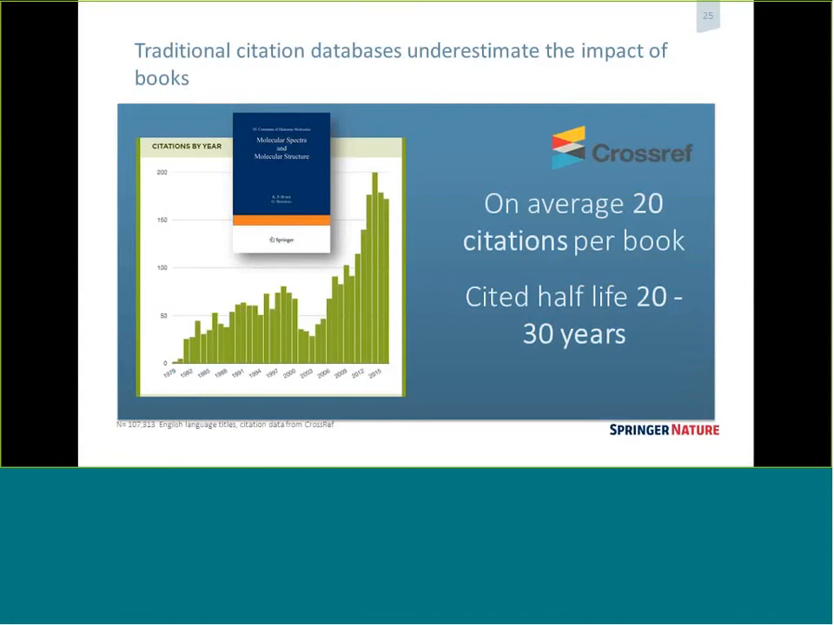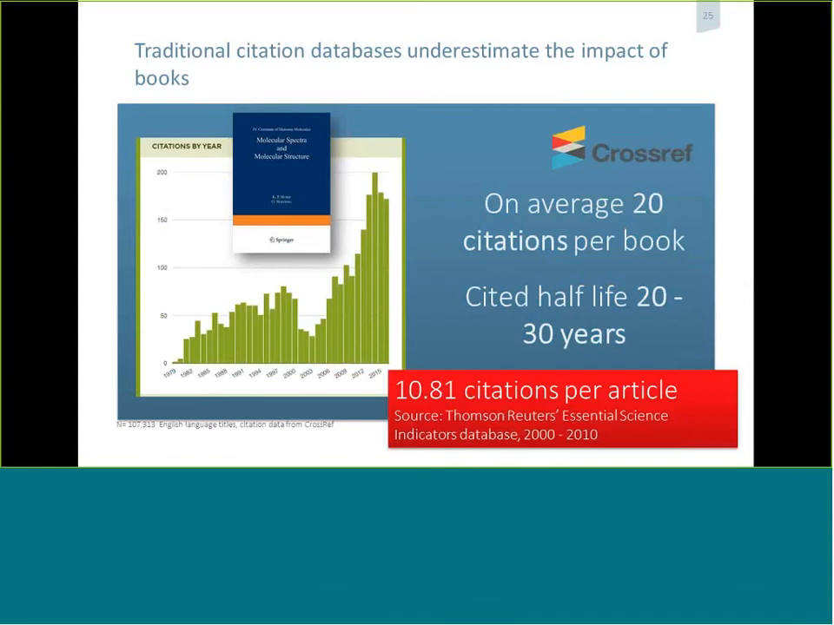And furthermore, we realized that the traditional citation databases underestimate the impact of books. So here we see an example of one of our books. This was published in 1979, and you see the number of citations over the years. And actually, we haven't reached the plateau of this book. And so we looked at all the books in the English language catalog that we have, over 100,000 books. And this is all data from Crossref. And we found that we have, on average, 20 citations per book, with a cited half-life of 20 to 30 years. Now that's a huge difference from the article world.